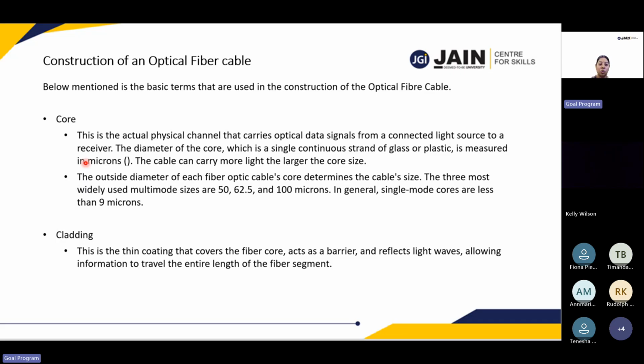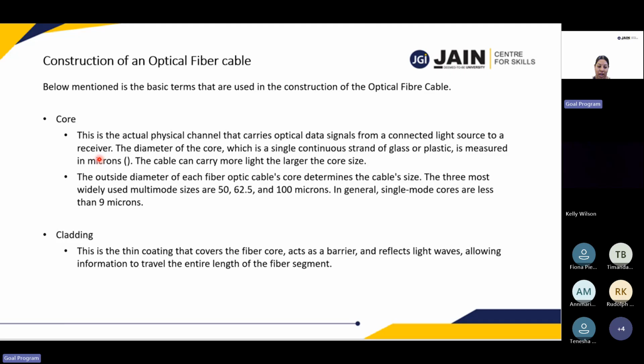So this is the core if you talk about. This is the actual physical channel which carries the optical data signals from a connected light source to the receiver. So this is actually the physical channel. Core is nothing but the physical medium where we are transmitting data, using which we are transmitting data from one location to another location. Thus, this is the actual carrier we can say.